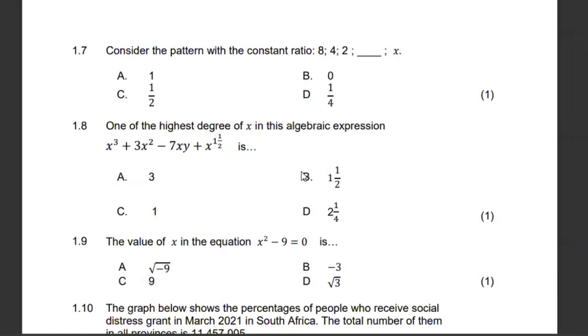1.7, consider the pattern with a constant ratio. So from 8 to 4 to 2, which means we are dividing by 2. Then they want us to get the value of x, but the question doesn't tell us. Anyway, when you divide by 2, you're going to get a 1. Divide by 2, we end up with a half. So 1 over 2 is the answer there for x.